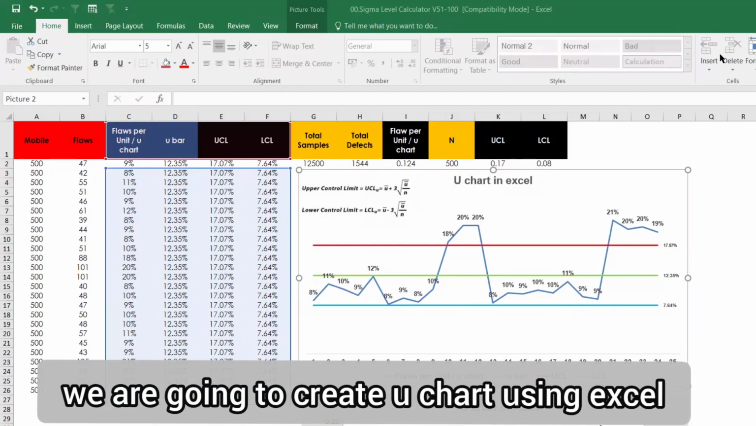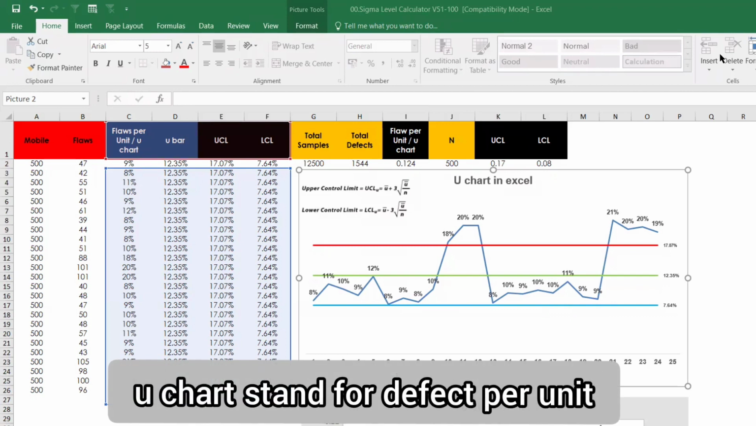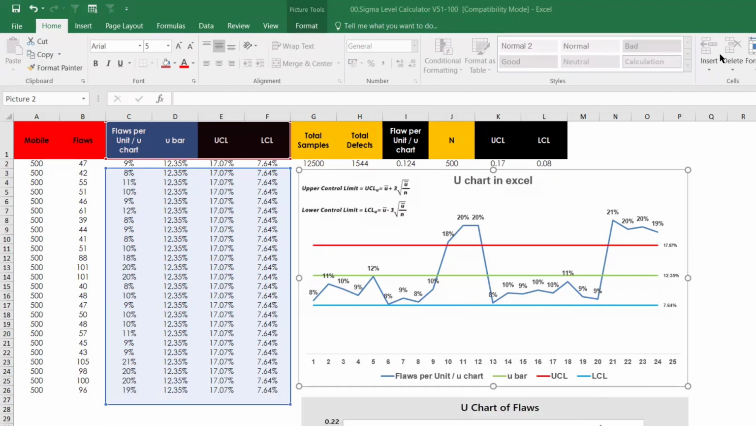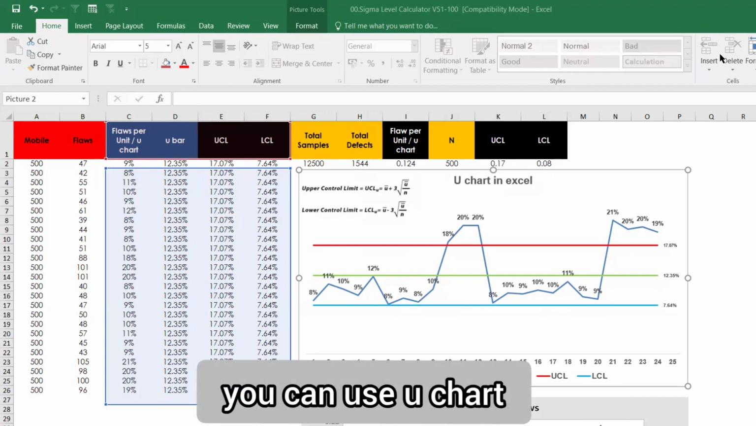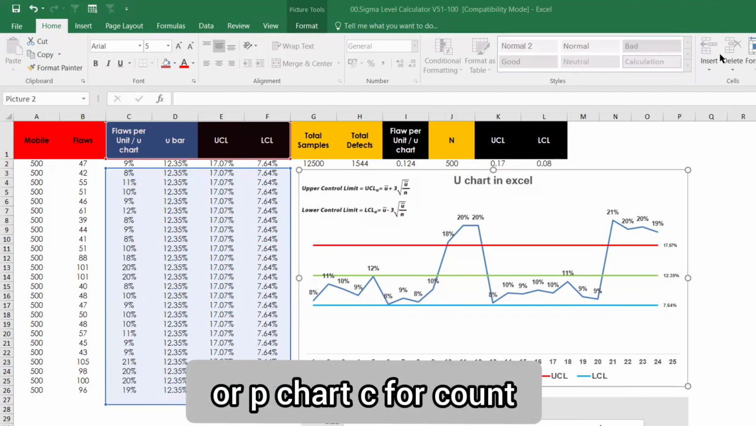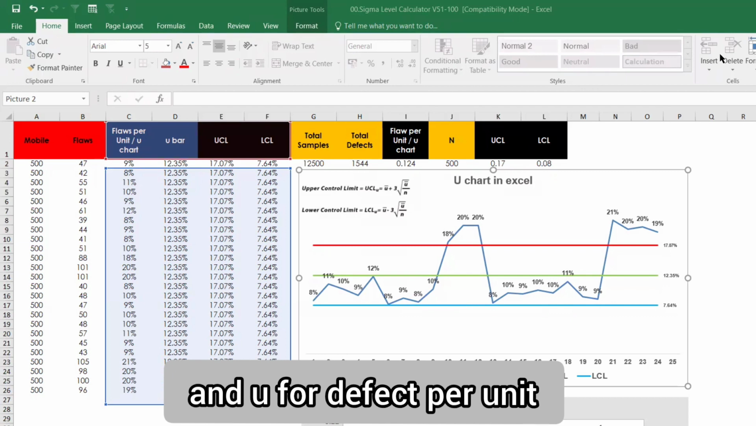We are going to create a U chart using Excel. U chart stands for defects per unit. Whenever you have a defect category type, you can use a U chart or a C chart. C for count and U for defects per unit.